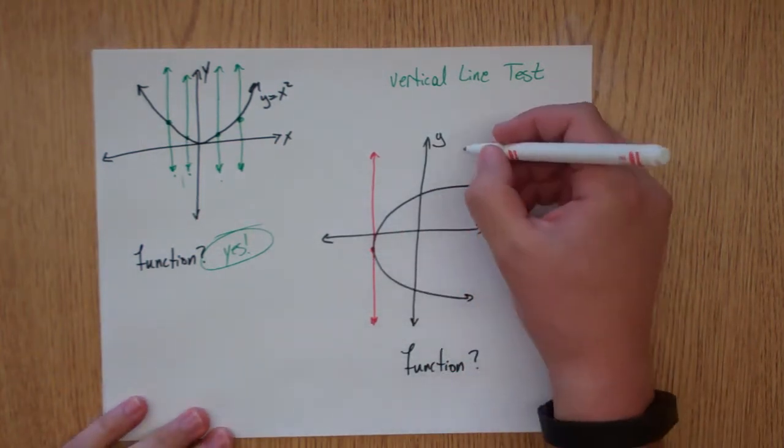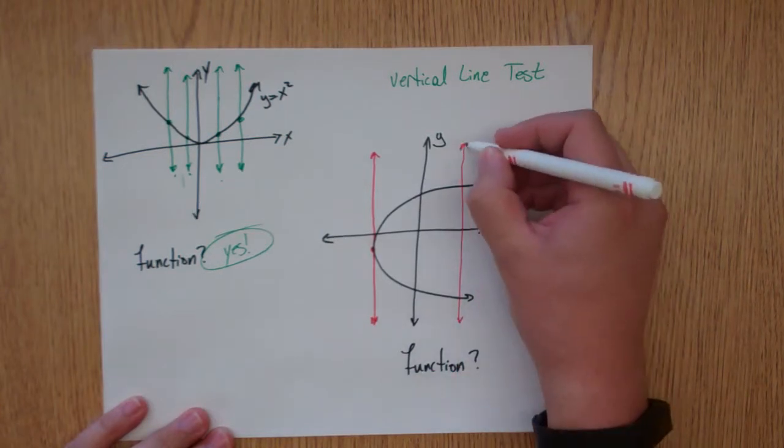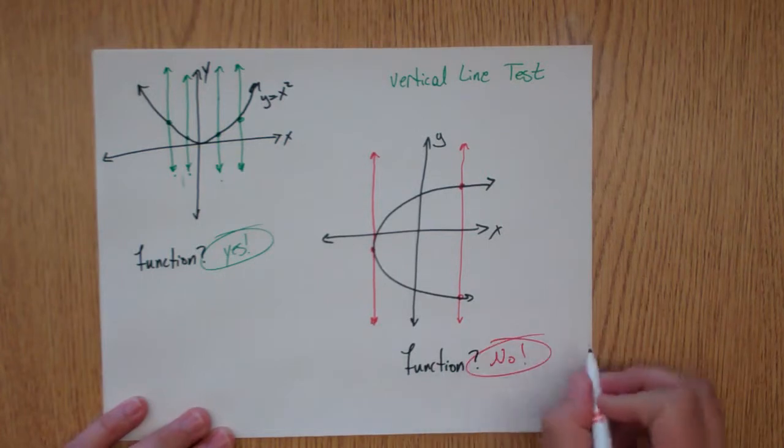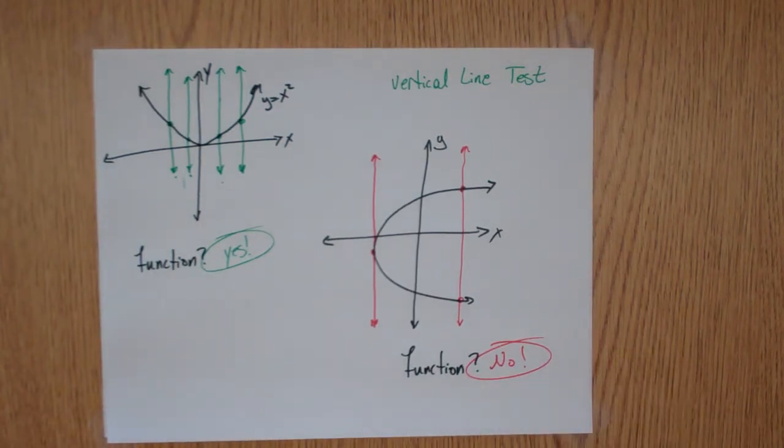Well, what about if I move my line over some and draw it, say, here? You notice I hit it twice, so the answer is no, not a function, because I hit it twice. Okay, that's really all there is to the vertical line test.